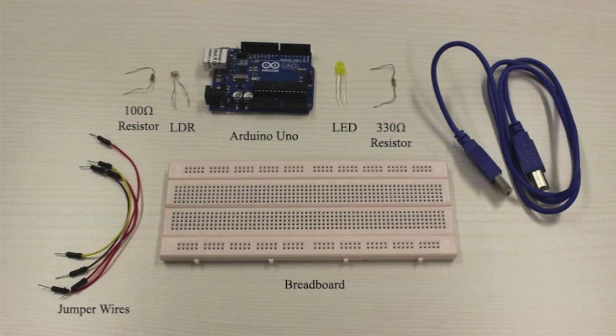You will need an Arduino microprocessor, jumper wires, a 100 ohm resistor, a 330 ohm resistor, an LED, and a photoresistor, which is a light-dependent resistor. Now, let's set up the circuit. We will guide you through.